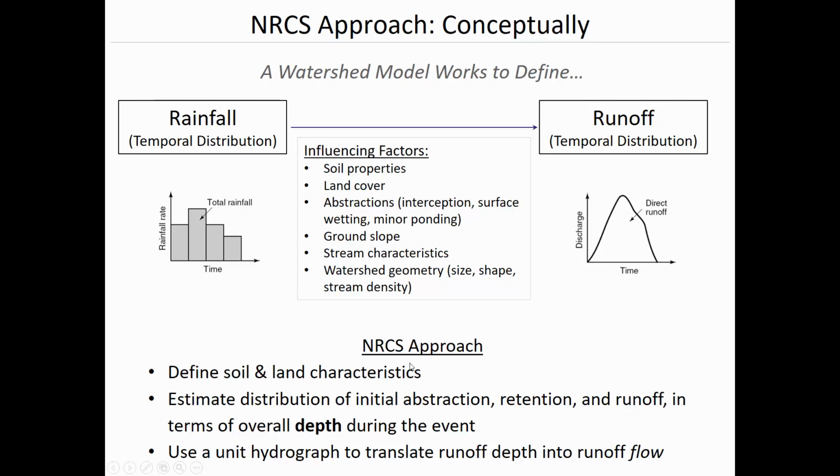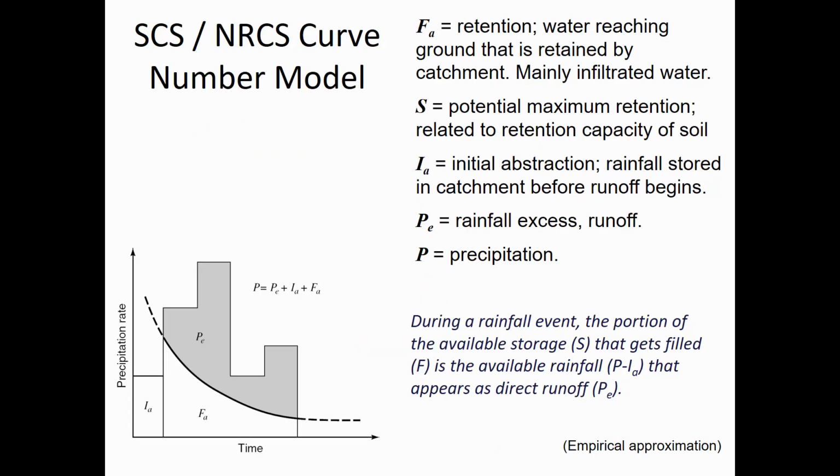The other thing that the NRCS method does is estimate the distribution, the timing of it. So when these different things kick in, like when the initial abstractions are satisfied, when the runoff will occur, and it translates the flow from the runoff depth using a unit hydrograph. So here's the model. This is a conceptual model. The first thing we're looking at is a hyetograph, this blocked bar chart, which shows when the rainfall occurs.